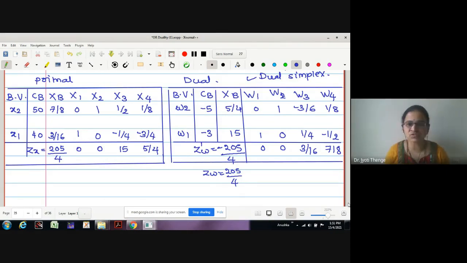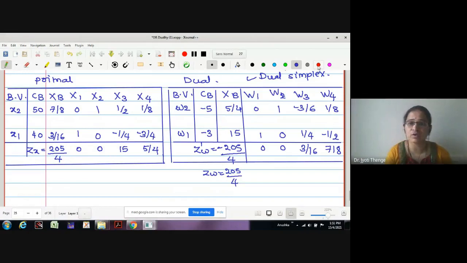Now we will try to understand the similarities in the table. If you look at these entries, 7 by 8 and 3 by 16, these same entries we have found here. Similarly, 5 by 4 and 15 are the values of our dual variables that we have found here. For these values, the objective function values Zx and Zw are exactly the same.